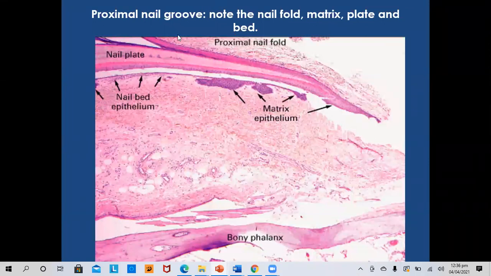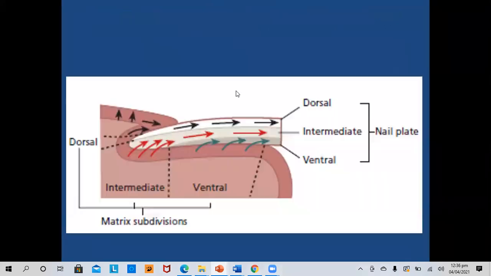The proximal nail, this is the proximal nail groove. Note the nail fold, matrix, plate, and the nail bed. So this is the nail bed epithelium. This is the matrix epithelium. This is the proximal nail fold. So you can see in this picture that the cells of the matrix give rise to the dorsal, intermediate, and the ventral portion of the nail plate.